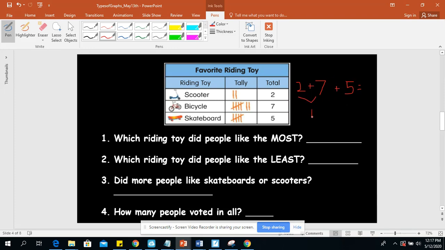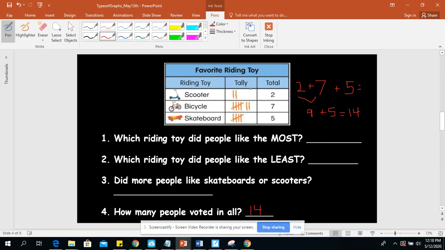Well, 2 plus 7 is 9, and 9 plus 5 equals 14. That means 14 people voted in all. 14 people total told us their favorite riding toy.